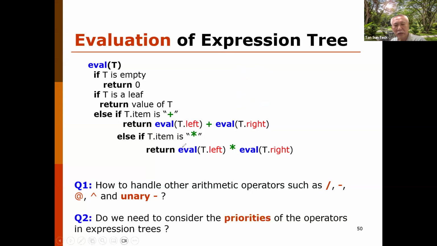How do we handle other arithmetic expressions, for example divide, minus, and then the unary minus? Unary minus means there's something missing in the expression tree because it doesn't take two operands. So do we still need to consider priority? The answer is no, because it's inherent inside the tree itself.